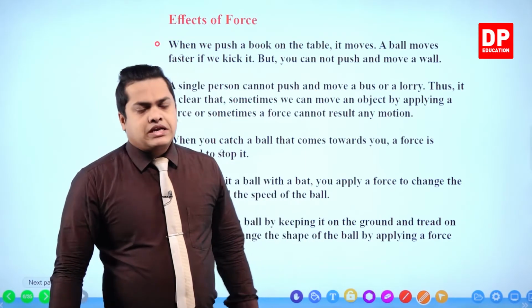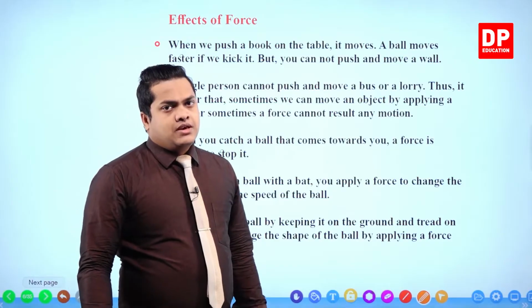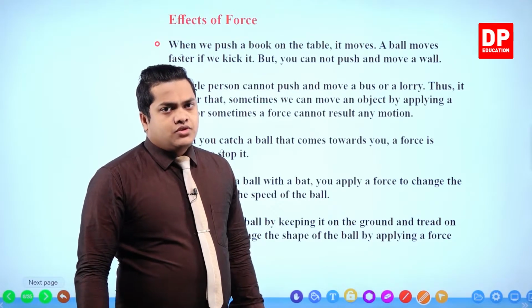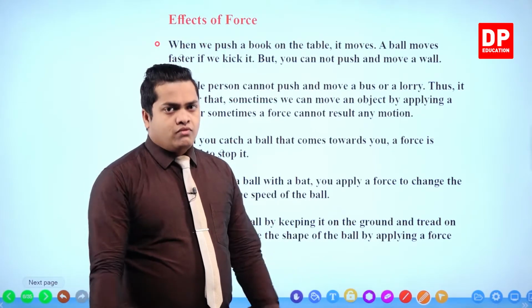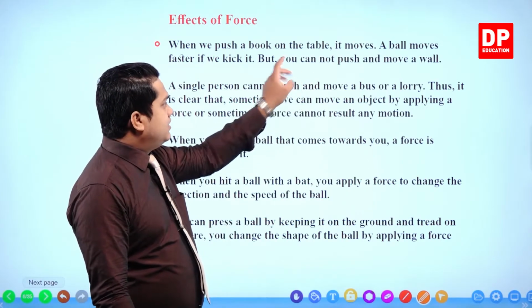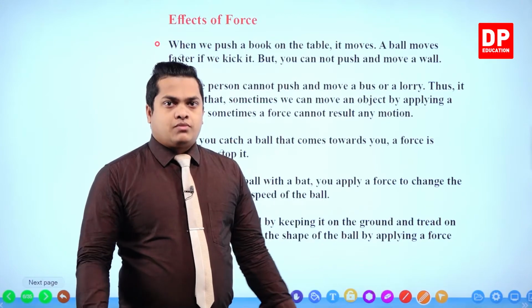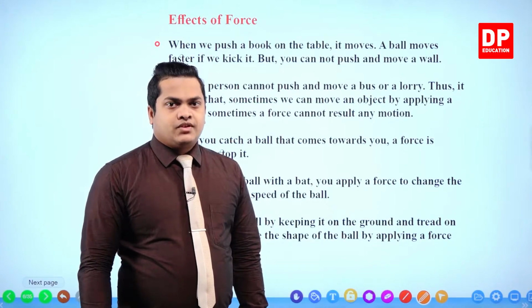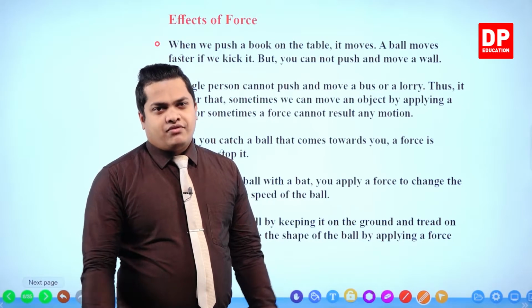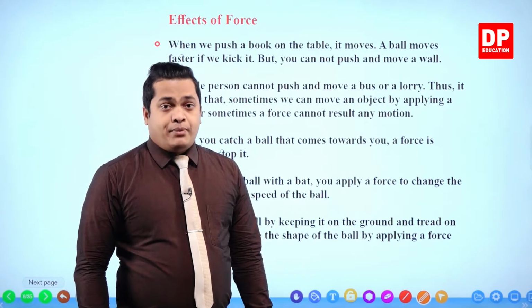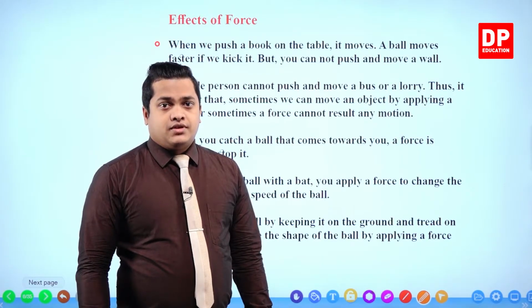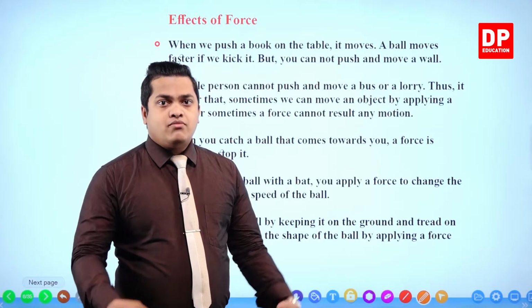But however, there are certain instances where, by applying a force, you can't even move an object. This is an example. You cannot push or move a wall. You can't push a wall, no? Why is that? Because you are not applying enough force. If you can apply enough force, then definitely that would break and move, right?